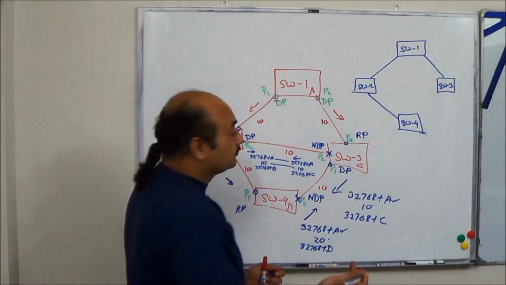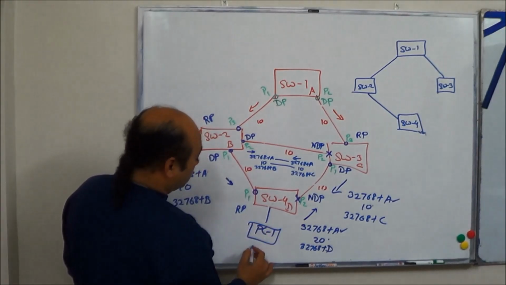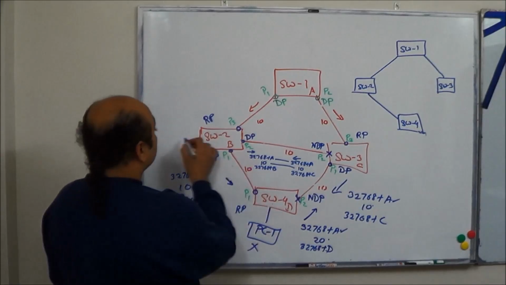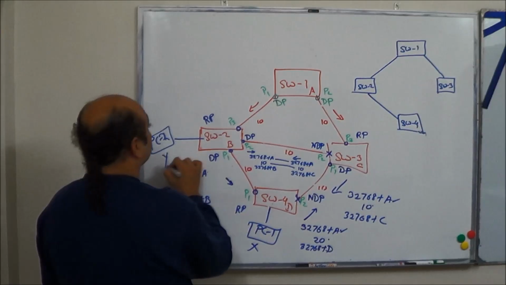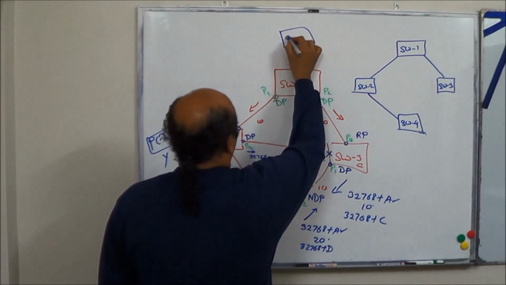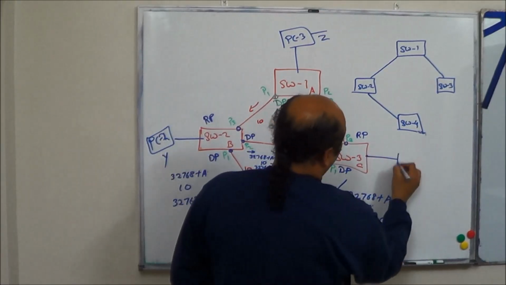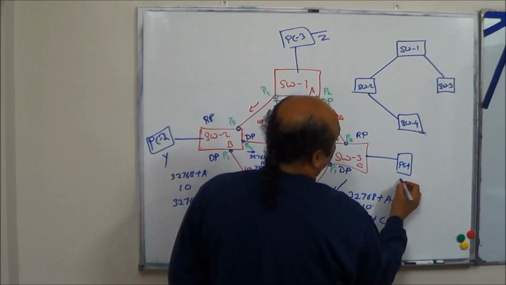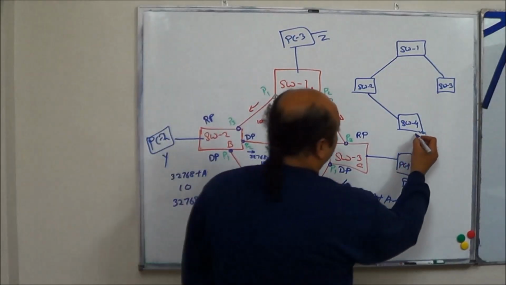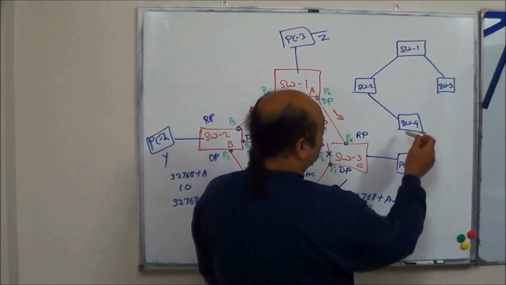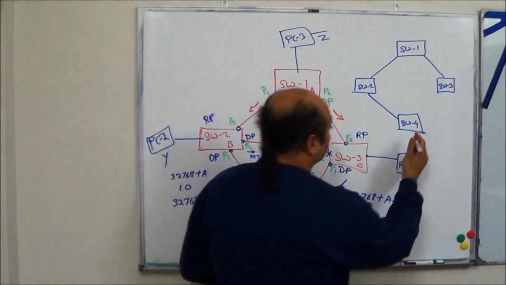So if PC1 wants to send something, having MAC address X, let's say, PC2 having MAC address Y, PC3 having MAC address Z, and PC4 having MAC address P. So how does it turn out? The logical topology is like this. After spanning tree has converged and blocked the ports, this is what it has become.